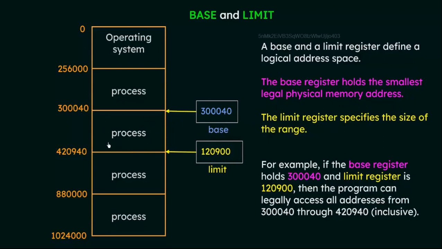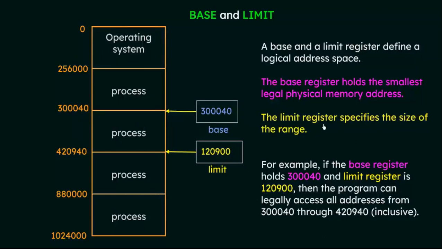So for example, we are talking about this process here, which I am pointing at. For this process, the base is 300040. The base is a register that is going to hold the smallest legal physical memory address. That means this process can start accessing from this particular memory address, the smallest or minimum memory address from which its legal address space starts. That is what is stored in the base register.